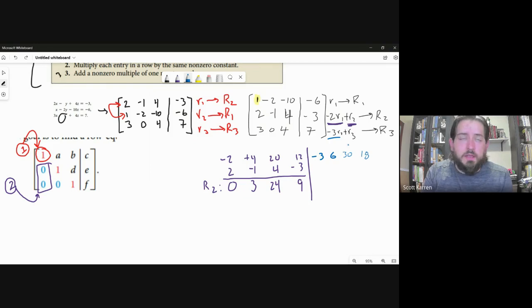And then I'm going to add row 3 to that. So 3, 0, 4, and 7, and I add those. -3 and 3 is 0, right? And again, that's what I was looking for, is to zero out the x component here, zero out the x component here, and I did that. So continue on with that. 6 and 0 is 6, 30 and 4 is 34, and then 18 and 7 is 25.